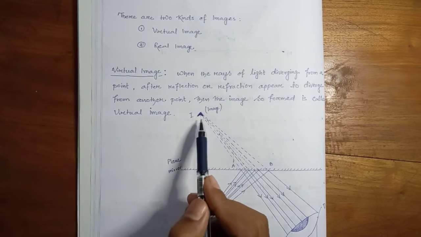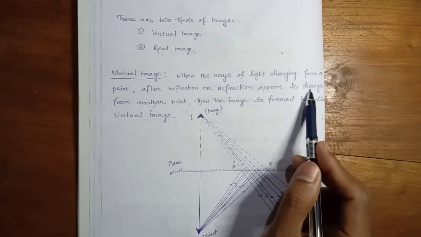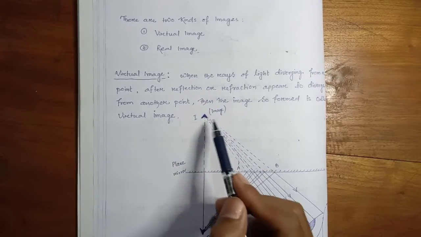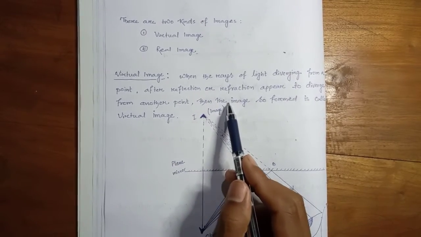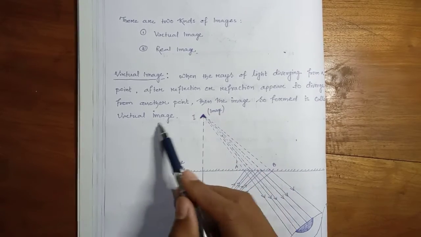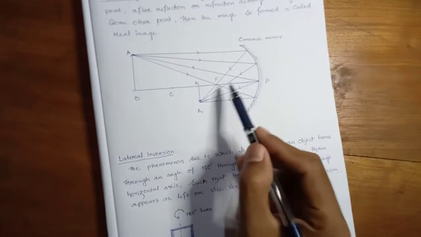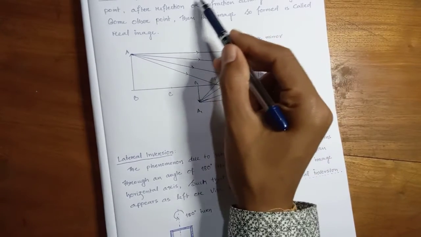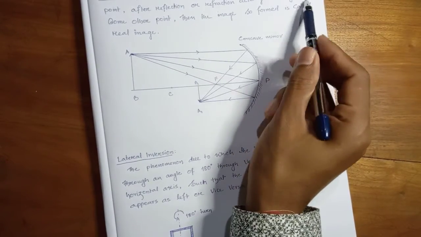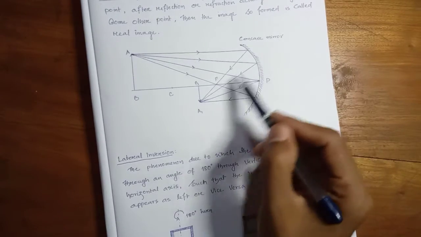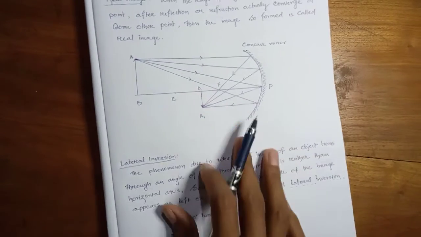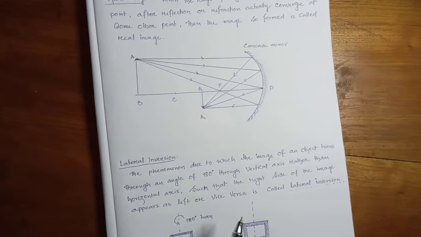So what is the point here? I. It appears to diverge from another point. That's why this point is called the virtual image of the object. But in case of a real image, the reflected rays actually converge at some other point. So you see these are getting converged. So this was the real image and that was your virtual image.